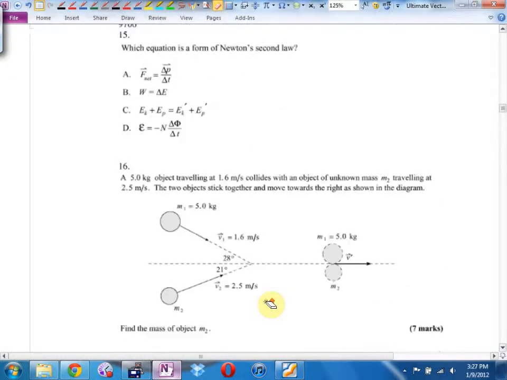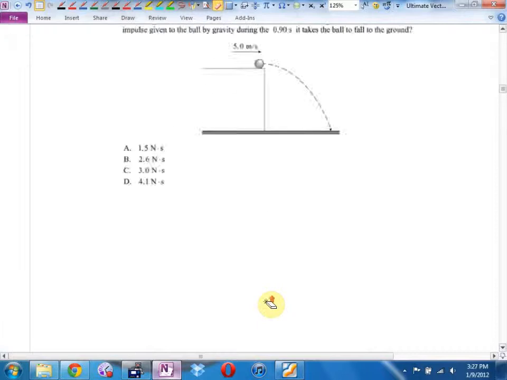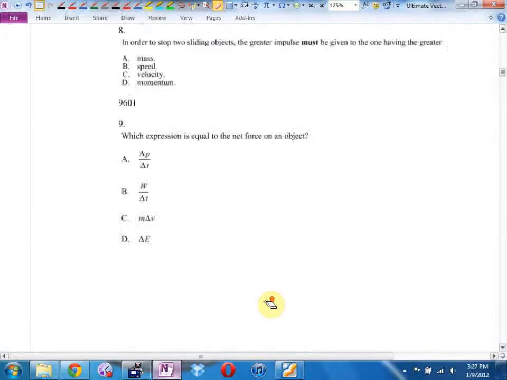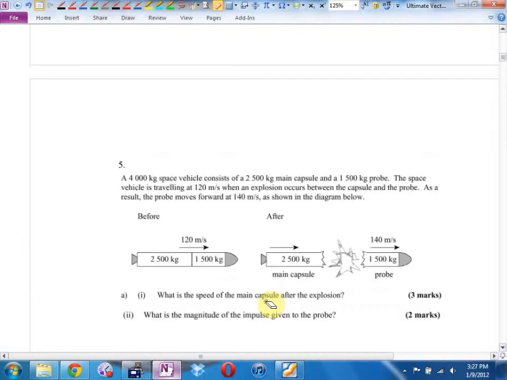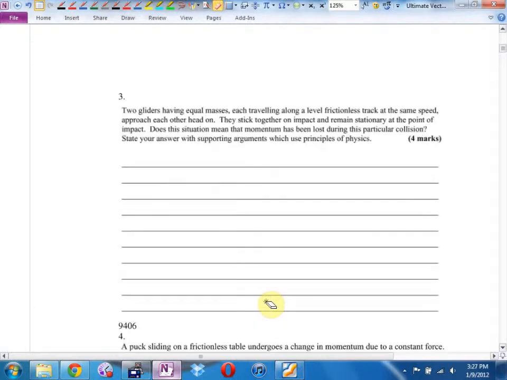Define impulse. Yeah, we talked about that one already. Two gliders having equal masses approach head on. They stick together and remain stationary. Does this mean momentum has been lost? No. If your final momentum was zero, what did your initial momentum have to be? In fact, we started out looking at the head-on collision between a big semi truck and a little tiny car. We noticed, yeah, the momentum was zero because momentum is a vector.